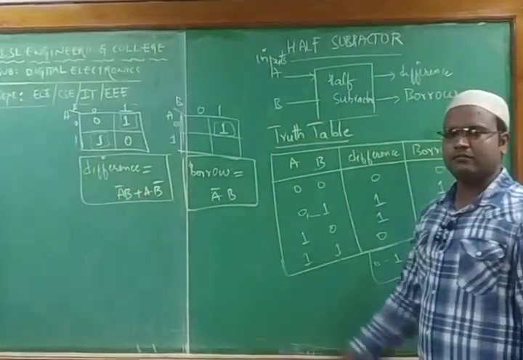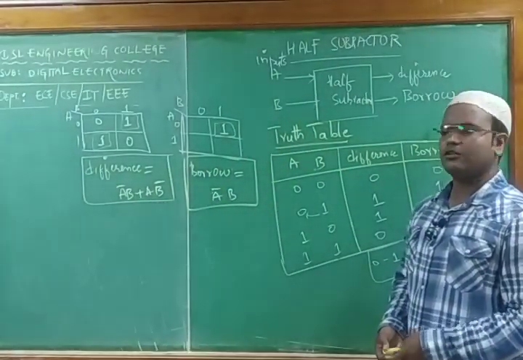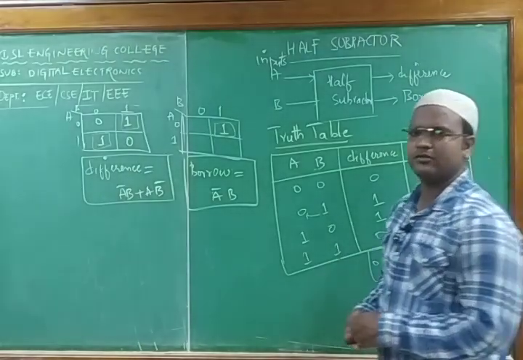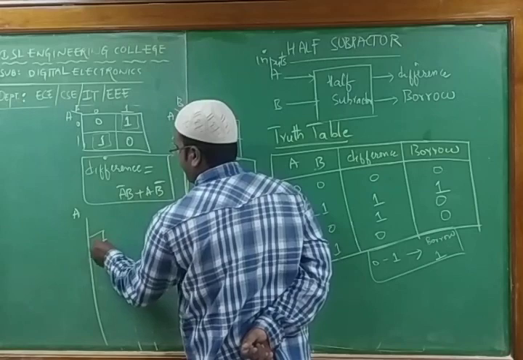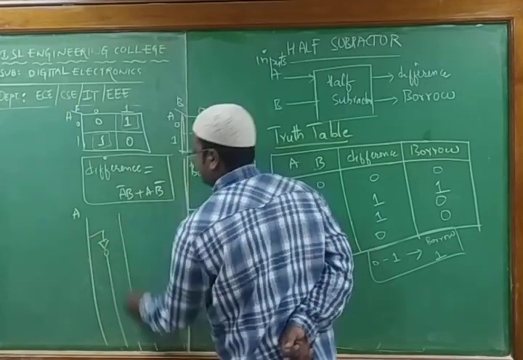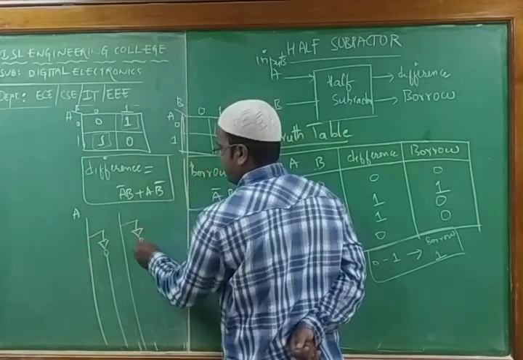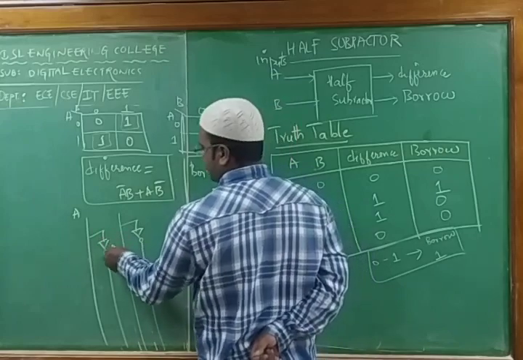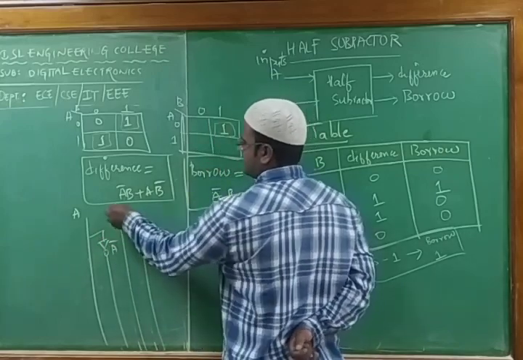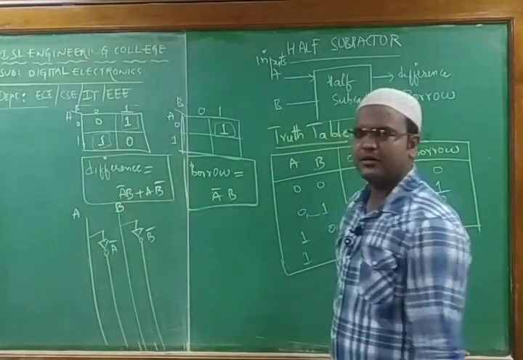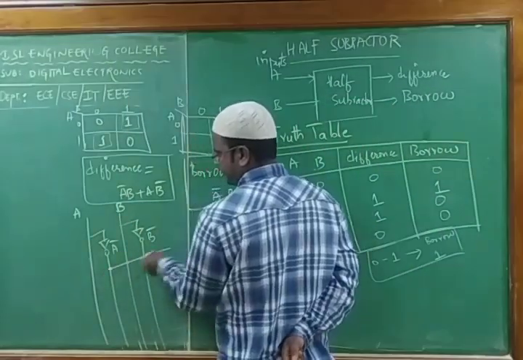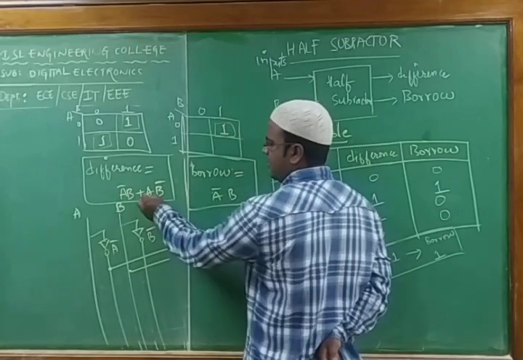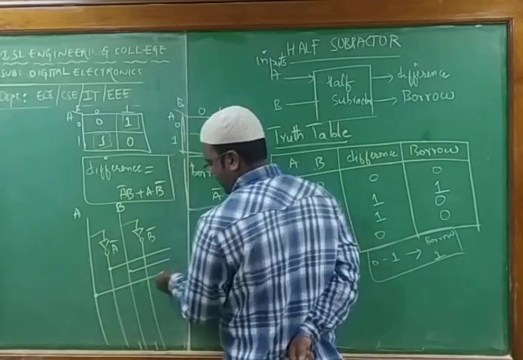So what is our next part? By using the logic gates, we can realize this function. I'll take the same thing. First A input, one NOT gate. Again B input, one more NOT gate. So this is A bar, this is your B bar, this is your B. I'm using two inputs. Respectively, I'll take the bar. So A bar B, so A bar and B. A B bar, so A and B bar.